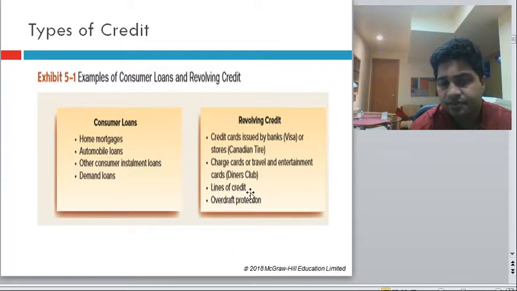Lines of credit are open to you. So you can take a student loan based on a line of credit. The amount you use towards your education, only on that you are charged interest. You are not charged interest on the entire amount. Overdraft protection. So this is also an example of credit.